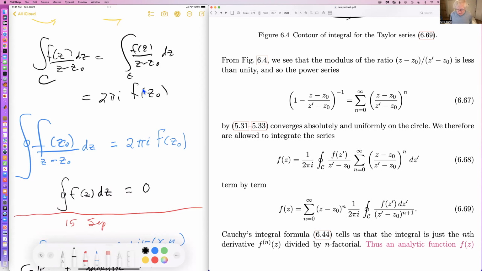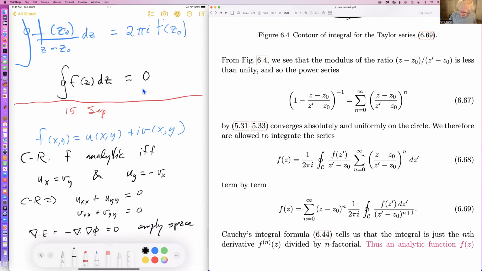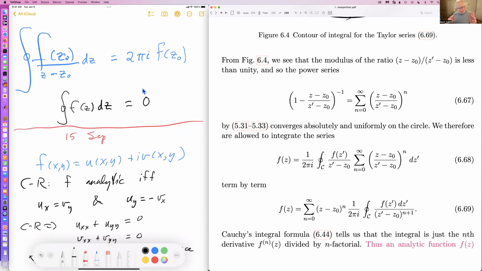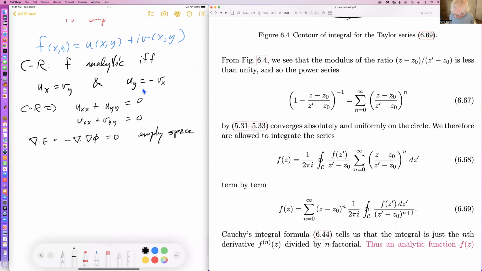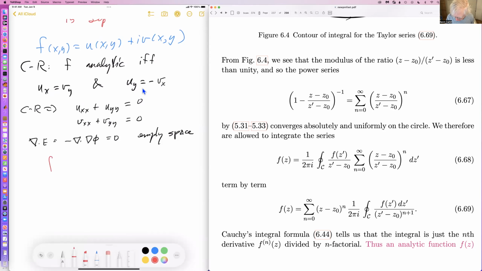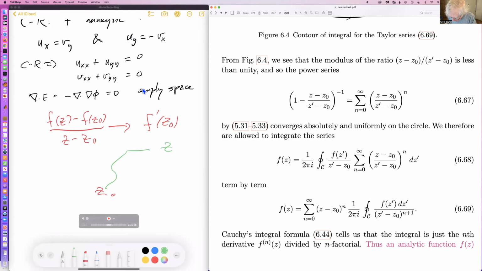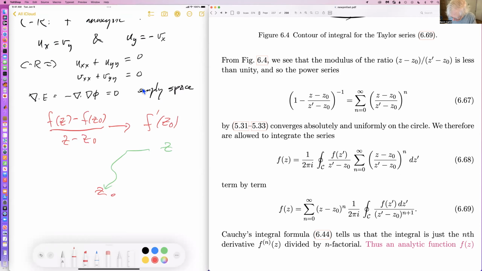And it means that the limit of the function, well, here, let me just say it again as a reminder, that f of z minus f of z0 over z minus z0 should go to f prime of z0 independently of how z goes to z0. So it might take that route.